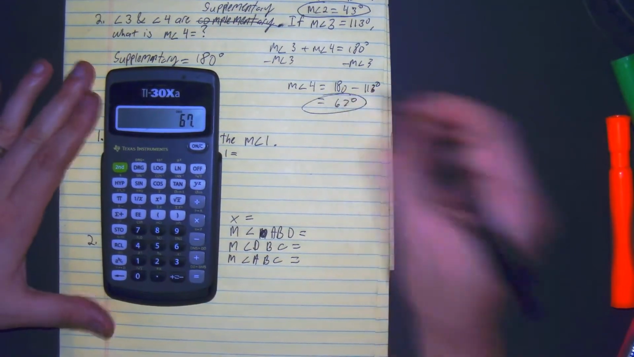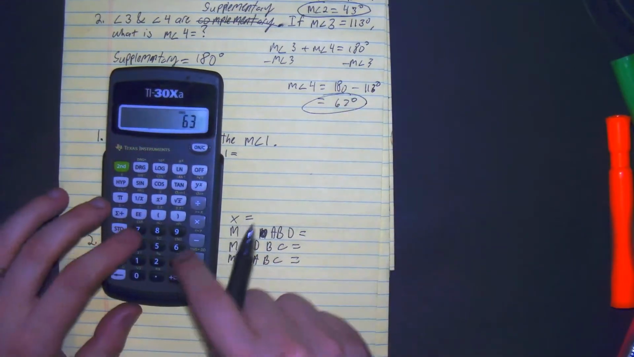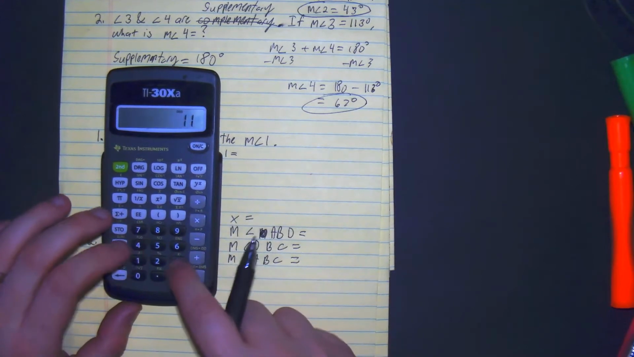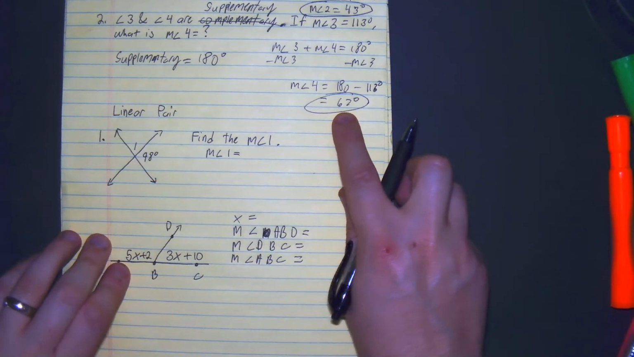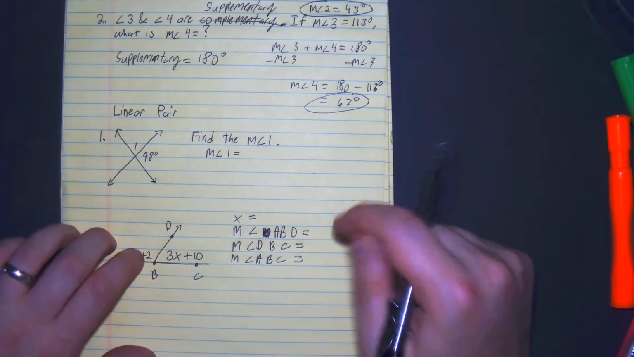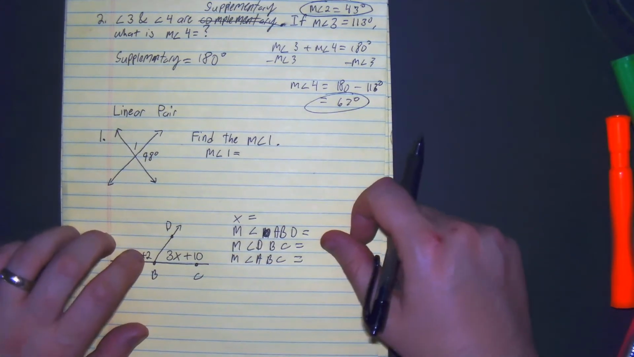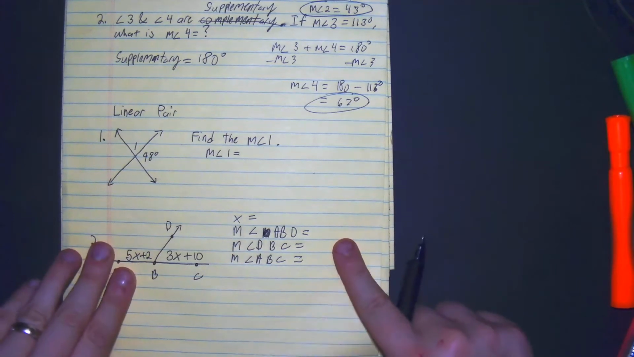Yep, we know it's right because 67 plus 113 gives you 180. So the measure of angle 4 is 67 degrees. Let's move on to a linear pair.